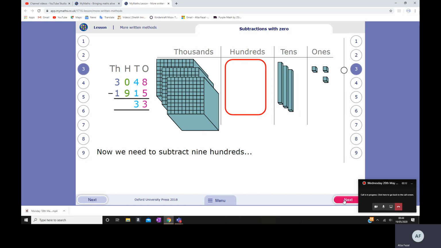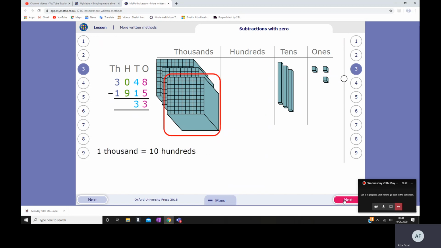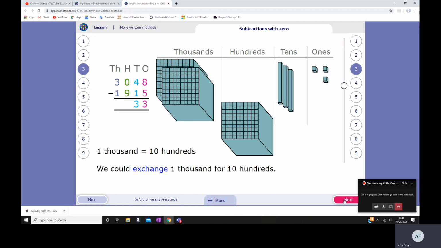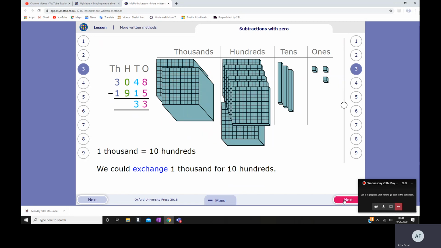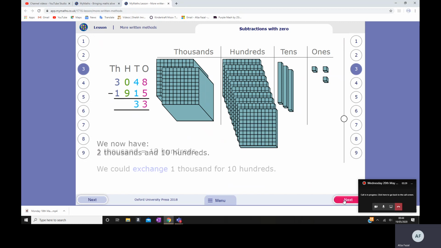Now we need to subtract 9 hundreds, but we can't. We don't have any hundreds in the place value column. So you carry over. You carry the 1,000 over. So you're exchanging 1,000 for 10 hundreds. Now you have 2,000 and 10 hundreds. So there you can see, you cross the 3, that becomes a 2, and you carry the 1,000 over. Now you've got a 10.